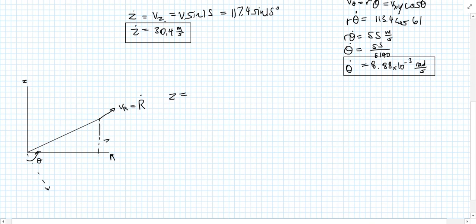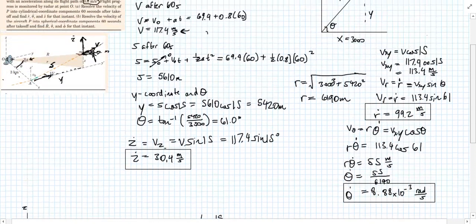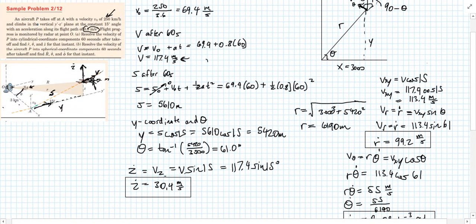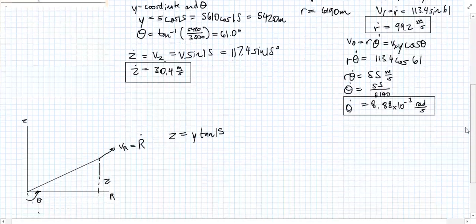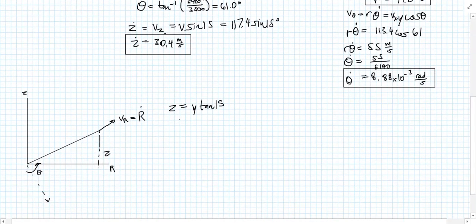Z is going to be equal to y, which we found previously, times tan of 15. So if we look at this right here, the z distance is the tangent of 15 times y. That's some basic geometry. So z is equal to 5420 times tangent of 15, and that means that z is equal to 1451 meters.